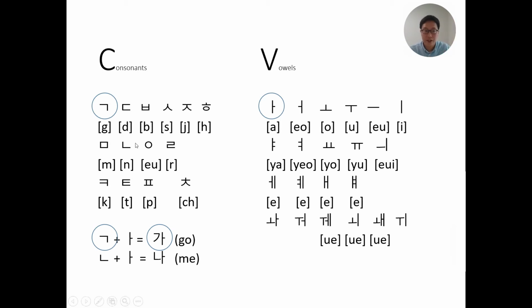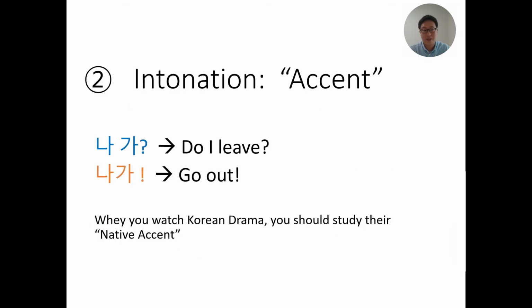In the same way, N is not a letter, it's just a consonant. And I add the vowel A, N, A. If you read it, Na. Na means me. So we already studied two letters. Then can you guess what it means? For example, na, ka. What does it mean? It means, do I live? Na. Ka. But if I say Naka, it means go out.